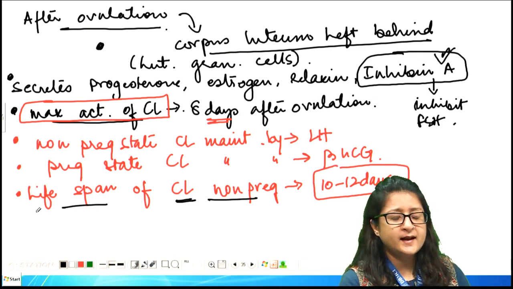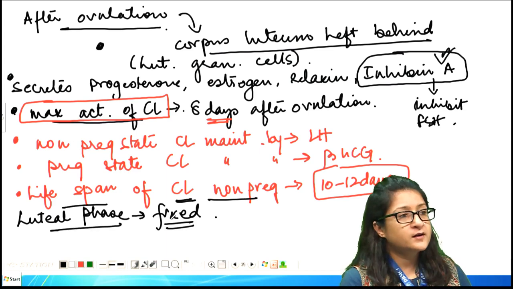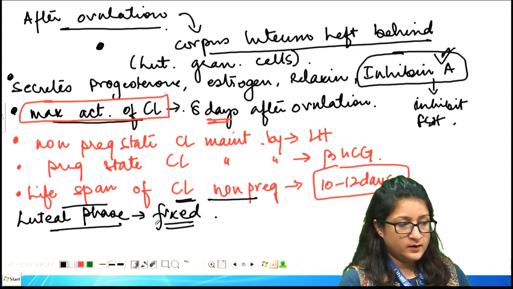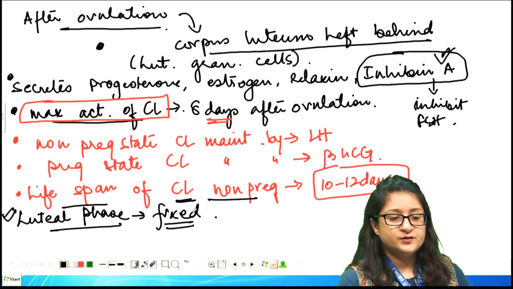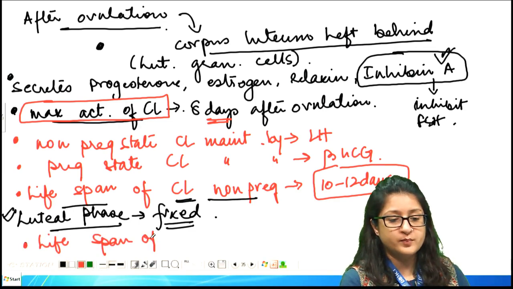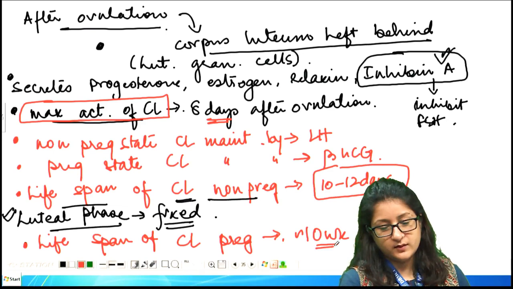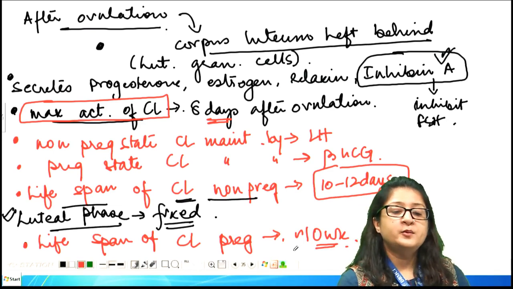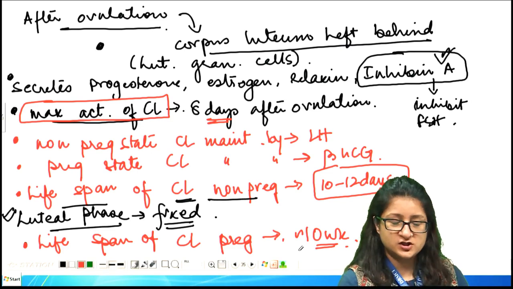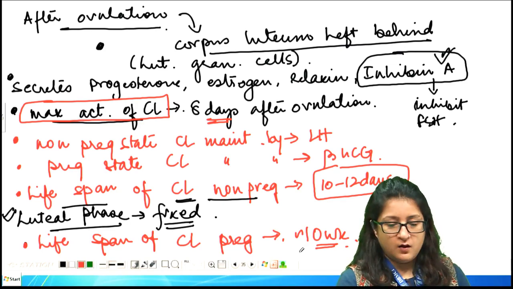Another important point that we come to know from this is that it is the luteal phase of the menstrual cycle which is fixed, and it is the follicular phase that is varied. This is an important point that you have to remember. The next important point is the lifespan of the corpus luteum in the pregnant stage is around 10 weeks. Beyond 10 weeks, the hormonal production function in pregnancy is taken over by the placenta.